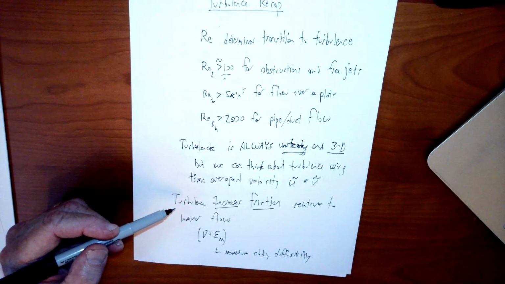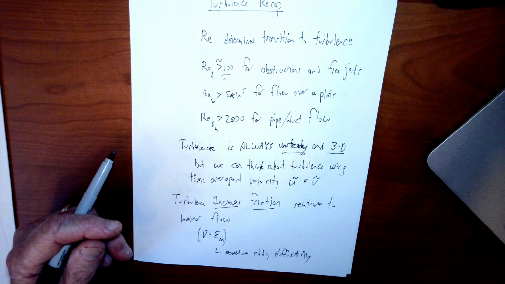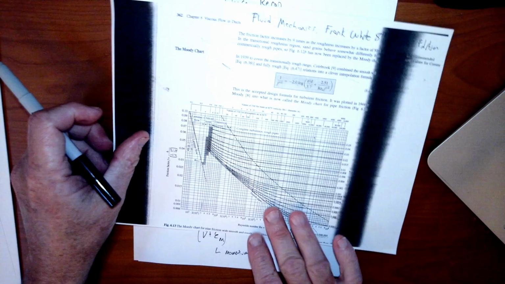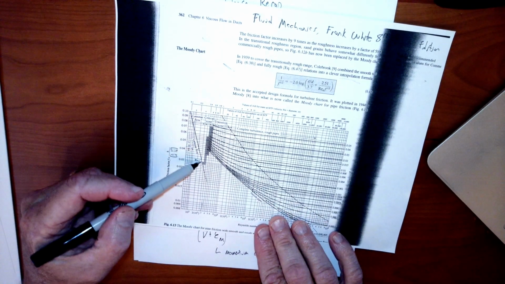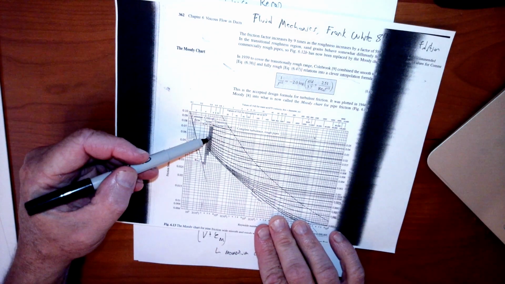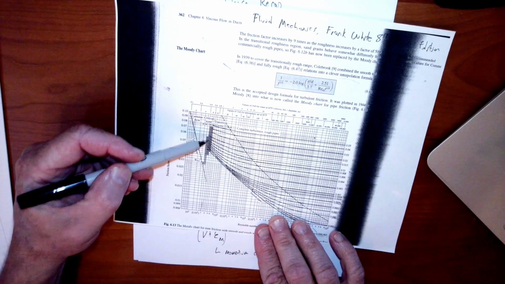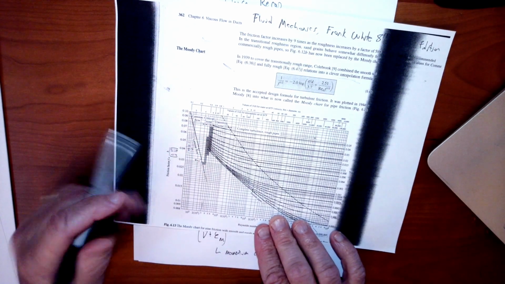Turbulence increases friction relative to laminar flow. So if you look on the Moody chart, that's very obvious. If you look at this chart, you can see that as you go to higher Reynolds numbers along the laminar line, friction factor is dropping, and then when it becomes turbulent, it jumps up here. So you see this clear increase in friction factor when you go from laminar to turbulent.